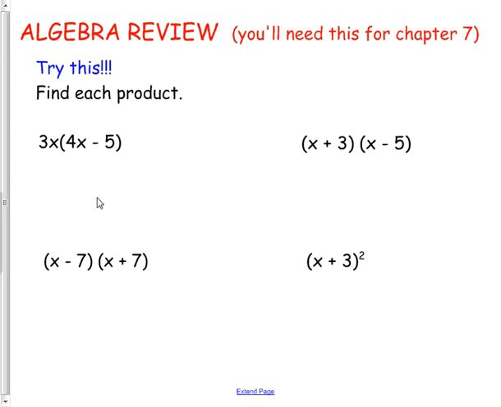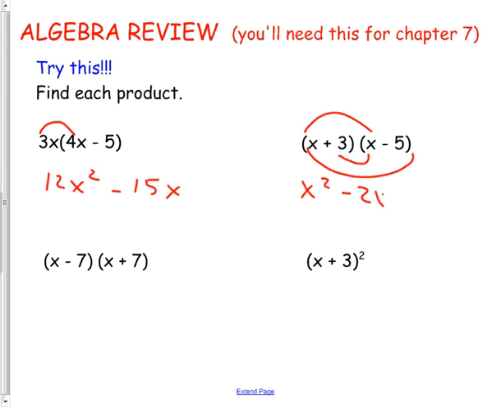Okay, some review that you have to know how to do before we can handle the quadratics in chapter 7. That's what you're doing now, is quadratics. That times that, 12x squared, because the x and the x make an x squared, minus 15x. This one here, this one's a classic. If you can't do this one, well, anybody can make a dumb mistake, but if you had no idea how to do it, that's a very scary thing. Outside and inside minus 2x, last is minus 15.